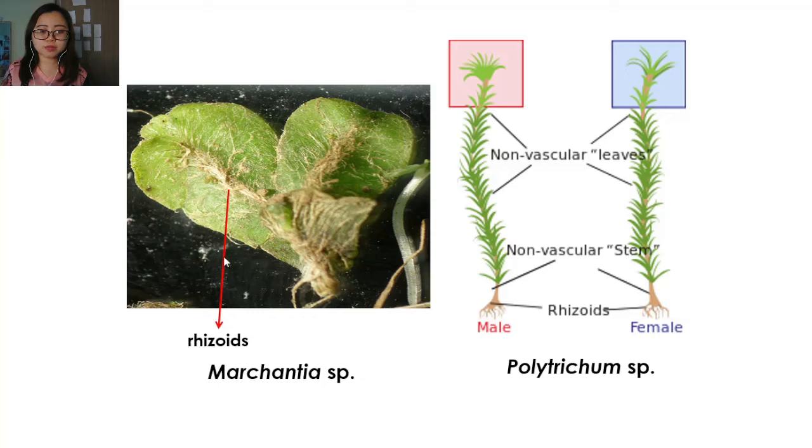This is Marchantia species. You can see here, this is the rhizoids. Ini yang sudah diterbalikkan, Marchantia yang sudah diterbalikkan. Dari sebelah bawah kita boleh nampak dia punya rhizoids. Nampak macam akar tapi bukan akar.